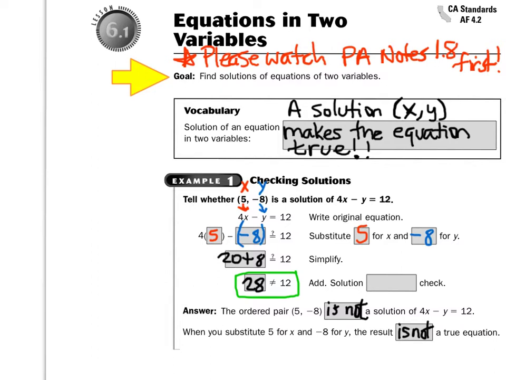Well, now we have to do a little bit of order of operations. Remember, we want to multiply before we add or subtract. So 4 times 5 gave me 20, and then minus a negative. Remember, that would make a big giant plus sign. So that's 20 plus 8. Does that equal 12? Well, if I add 20 plus 8, I get 28, and that does not equal 12. So then we would say the ordered pair 5 comma negative 8 is not a solution.